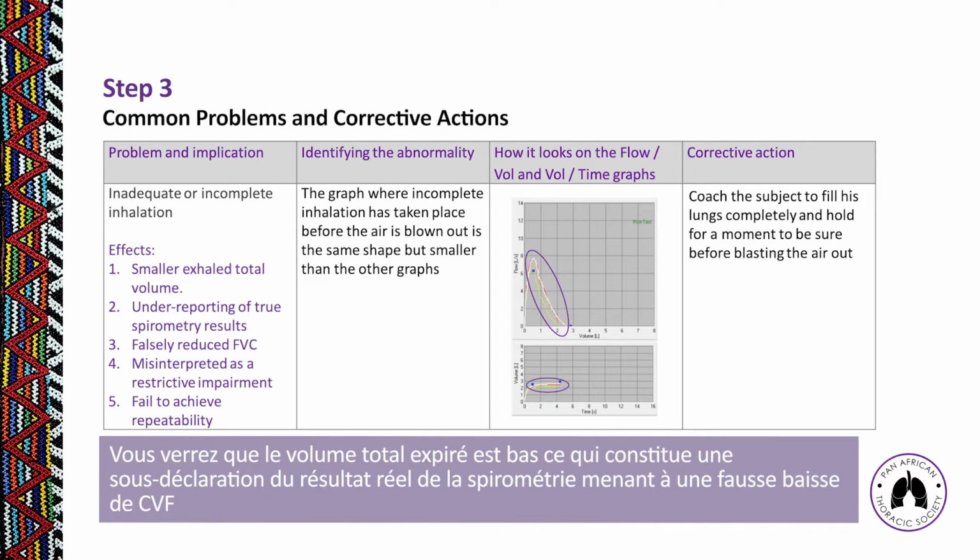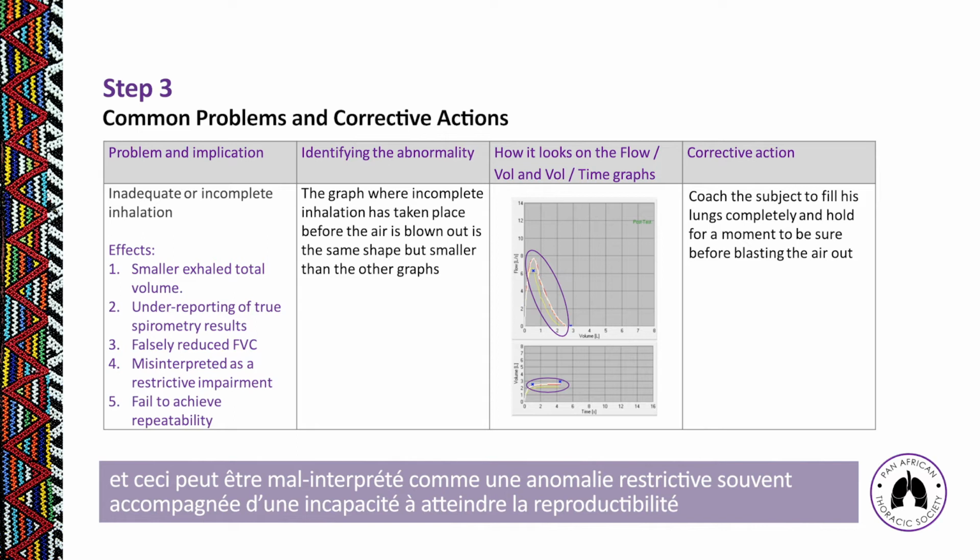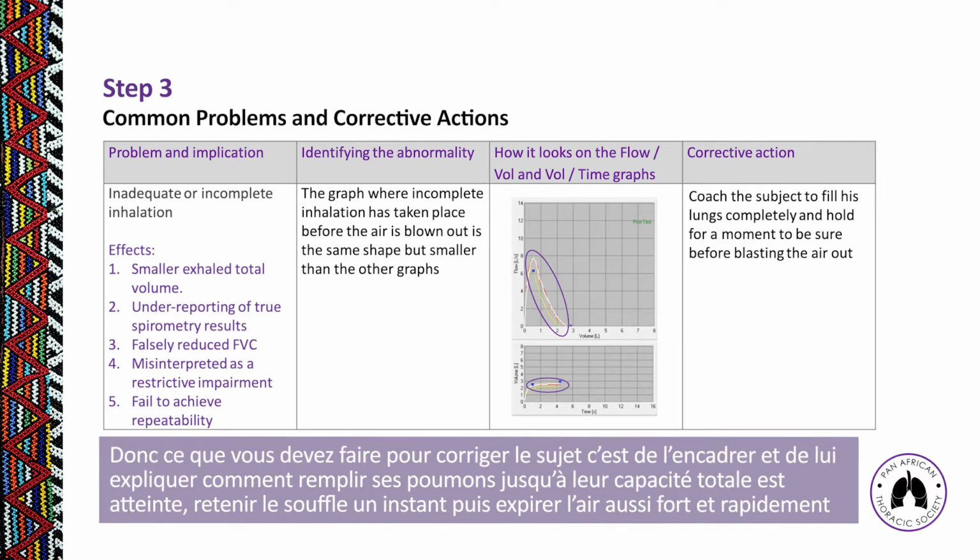So what you'll see is that there's a smaller exhaled total volume, which means there's an underreporting of the true spirometry results, resulting in a falsely reduced FEV1, and this is sometimes misinterpreted as a restrictive impairment. And also you'll often find failure to achieve repeatability. So what you need to do in this instance is coach that subject to fill his lungs completely, hold for a moment, and then be sure to blast the air out as fast as he can for as long as he can.